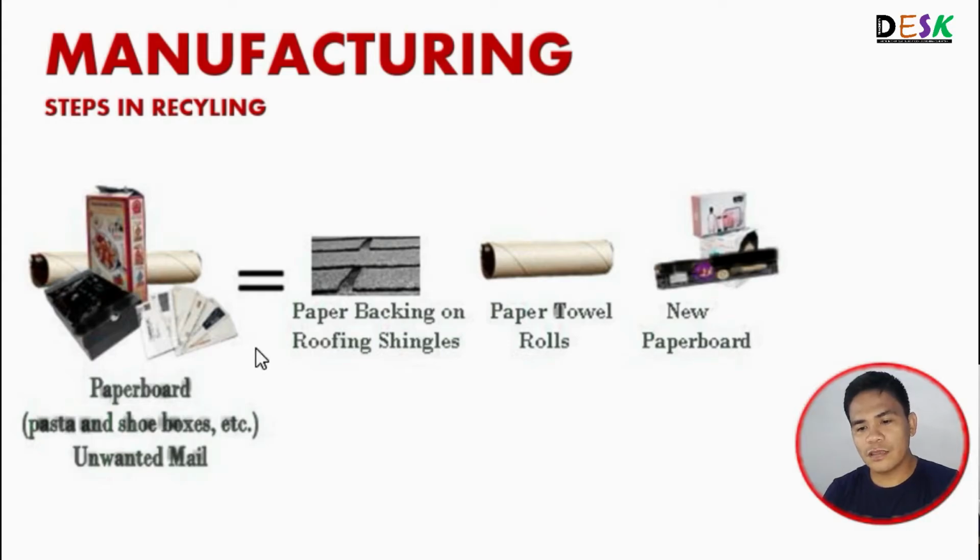Now another, we have paperboard. So these are the pasta and shoe boxes, etc. Unwanted mail boards. Now they are going to be recycled into paper backing on roofing shingles. They can also be recycled into paper towel rolls and new paperboard. See? So they're 100% recyclable.